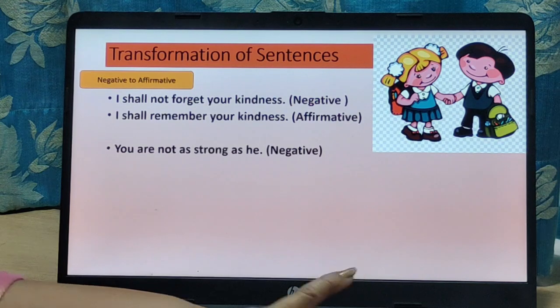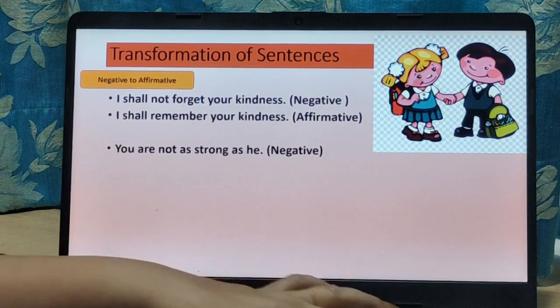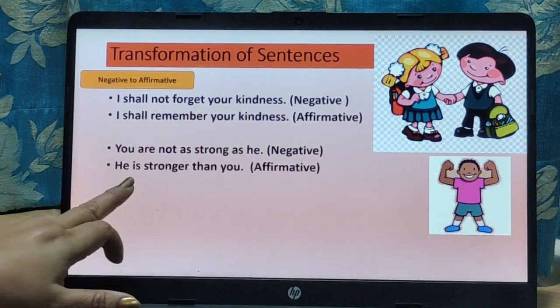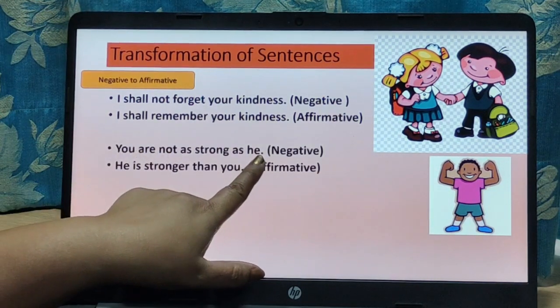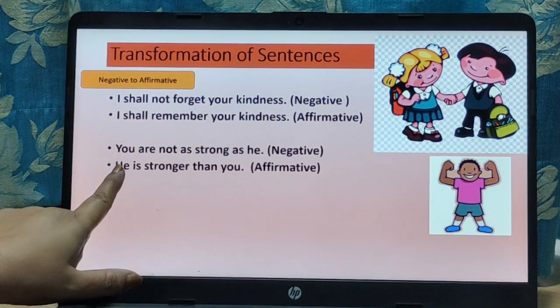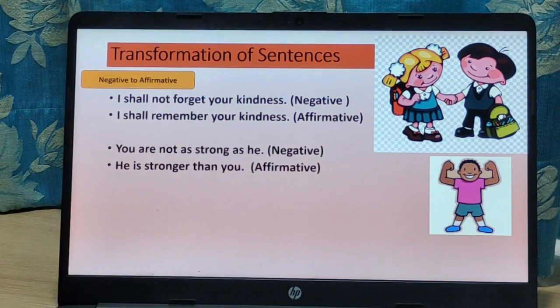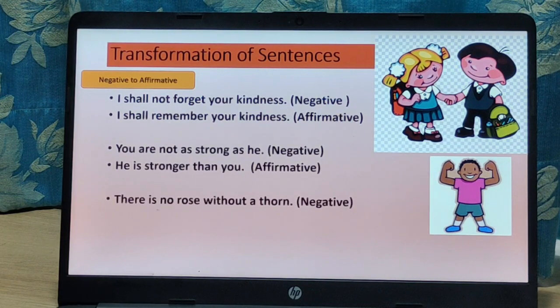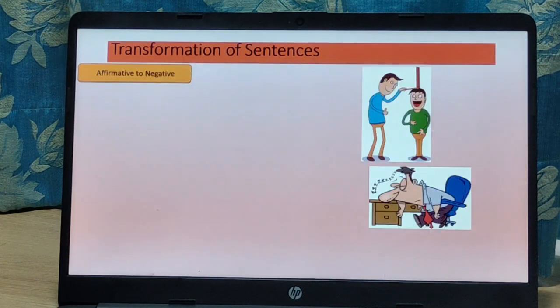Secondly, "You are not as strong as he." So the word not is a negative there. How will I write it down? "He is stronger than you." So I'm removing the not to make it affirmative, but the sentence meaning is the same. "There is no rose without a thorn." I think everybody will answer this: "Every rose has a thorn." So this is how we transform from the negative to the affirmative.